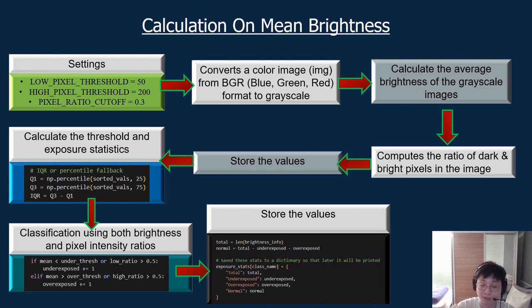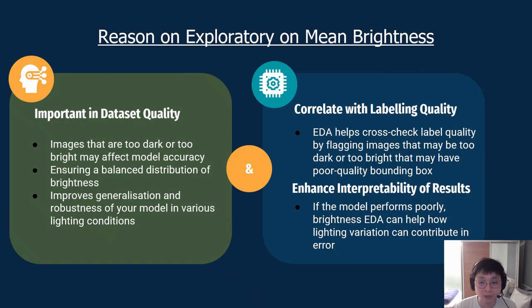Okay, now we'll talk about why exploring the mean brightness is important. Images that are either too dark or too bright can affect the model accuracy. It also helps ensure a balanced distribution of brightness among all the classes, and it improves the generalization and robustness of the model in various lighting conditions.